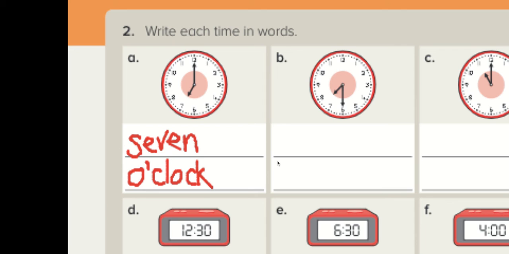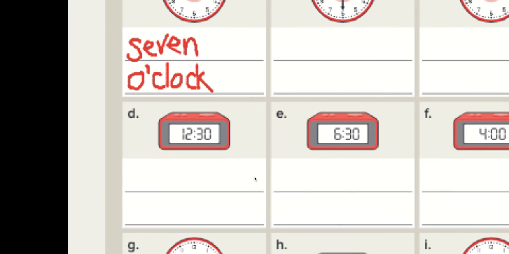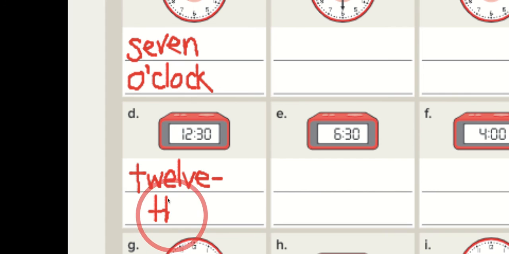Okay, let's do one of the digital ones. How about 12:30? Look at this one right here. 12:30, we're going to write that in words. TWELVE. Then we put hyphen 30. And remember, guys, on our Padlet page under math, there is a document there with all the number words. So if you need to look at that to help you spell the number words, go ahead and do that.